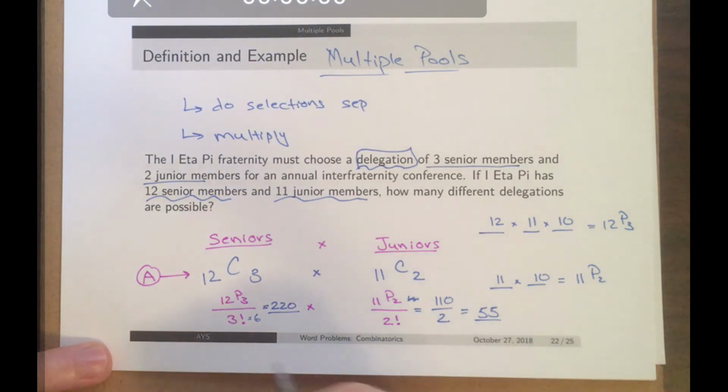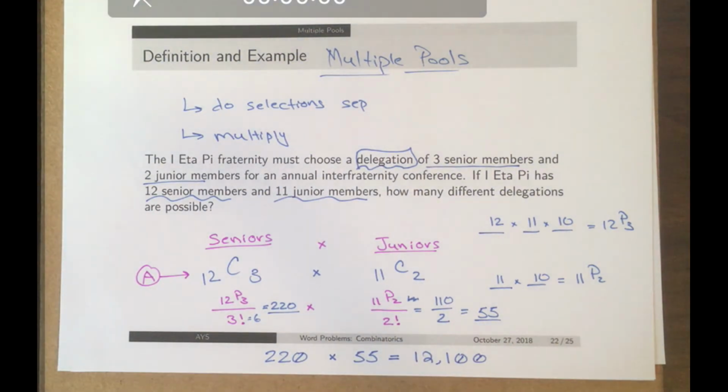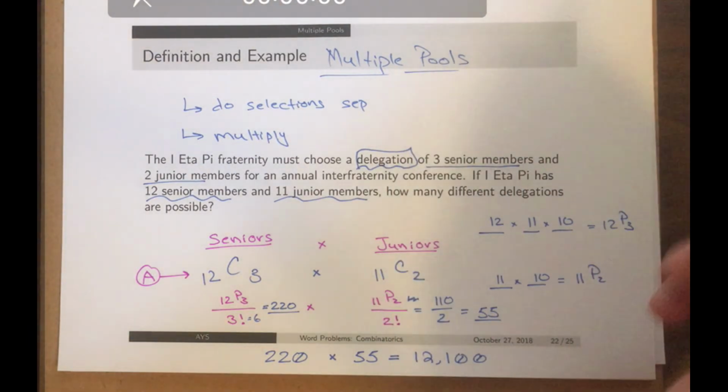So my final answer, I'm going to have to go off the page: 220 choices of how I can choose the seniors times 55 choices of how I can choose the juniors. I multiply these together, and I got 12,100. If you have any questions on these, you can find me on campus. But that's how you would solve this. Multiple pools. The first pool is the senior pool. The second pool is the junior pool.